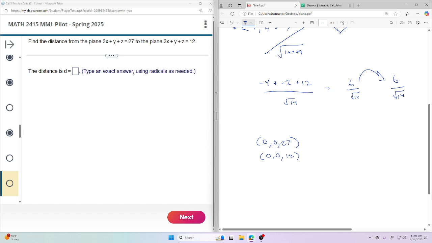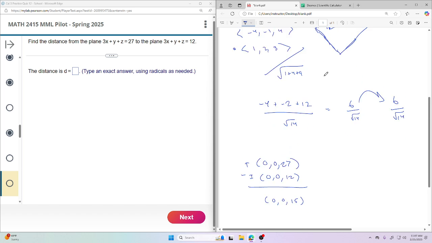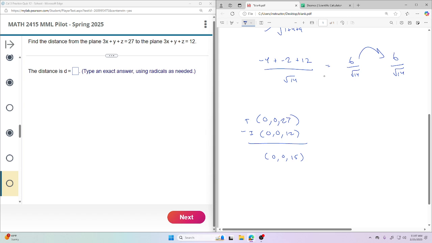And then I need terminal minus initial, and it doesn't matter which direction. Again, what's that number? Is 20, sorry, not 20, 15. I know that 15 is part of this thing. N, am I right here?